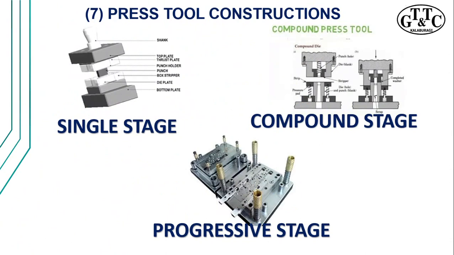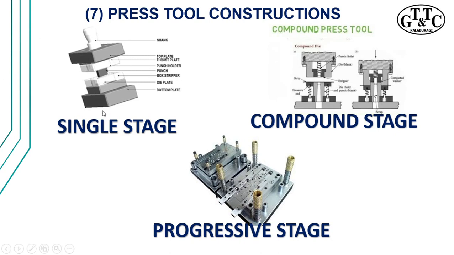Now, after the operations, it is very important to understand the construction of the press tool as it has been highlighted in the study of the component. What type of press tool can be designed for a particular component? So here in the constructions majorly you can see a single stage construction, a progressive stage construction, and then a compound stage construction. Based on that, if the quantity is very small or very less, then it is generally advisable to go for single stage. In single stage operations, each operation is separated into a separate tool.